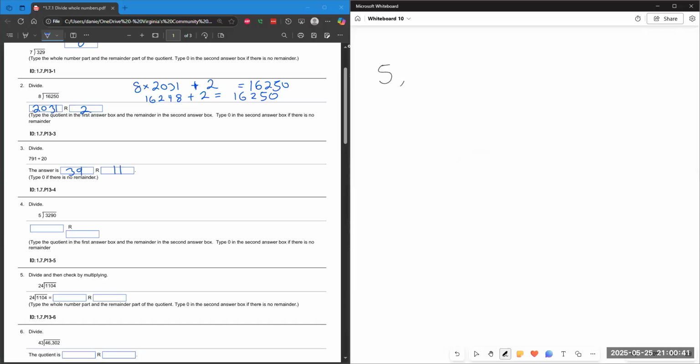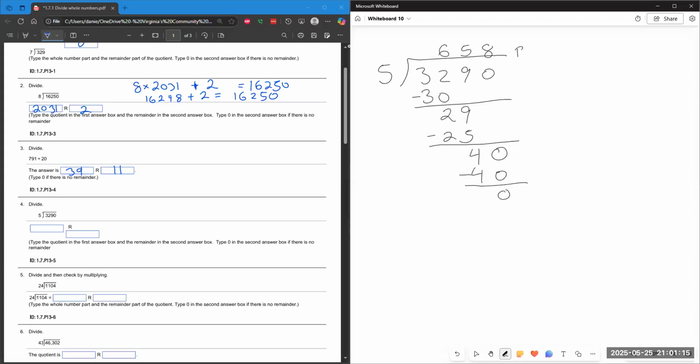5 into 3,290. 5 can't go into 3, but it can go into 32 6 times. 6 times 5 is 30. Difference of 2, bring down the 9. Closest multiple of 5 is 5 times 5 is 25. The difference of 4, bring down that 0. 5 goes into 40 exactly 8 times. 8 times 5 is 40 with a remainder of 0. So 658 exactly, remainder 0.